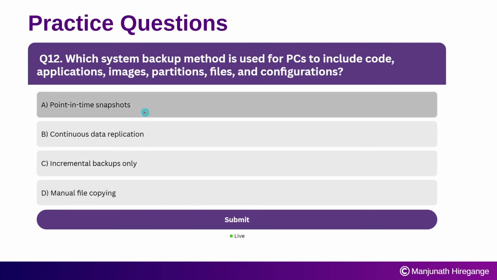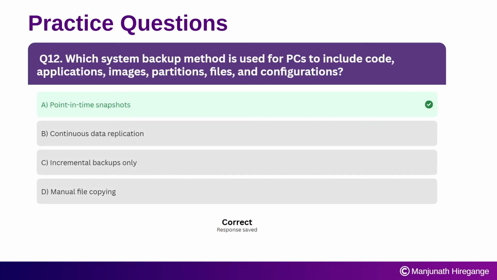So the right answer is point in time snapshot because it captures the complete image of your system at a specific moment, including code, applications, partitions, files, and configurations. Also, this is particularly useful for any PCs, PLCs, and servers, allowing for a quick restoration in case of failures, cyber incidents, or system crashes.